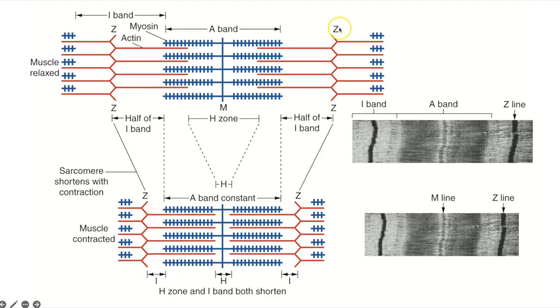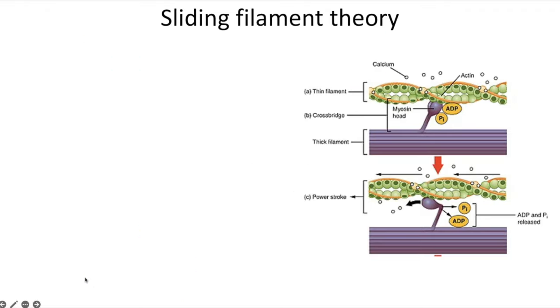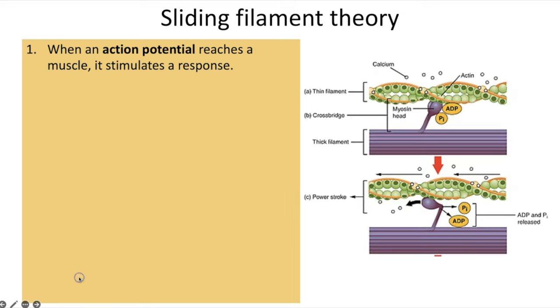So you need to be able to label those bands and zones, and you need to know what happens to them during muscle contraction. And we're going to go through how the actin slides closer together and over that myosin in this muscle contraction. And this is what the sliding filament theory is.